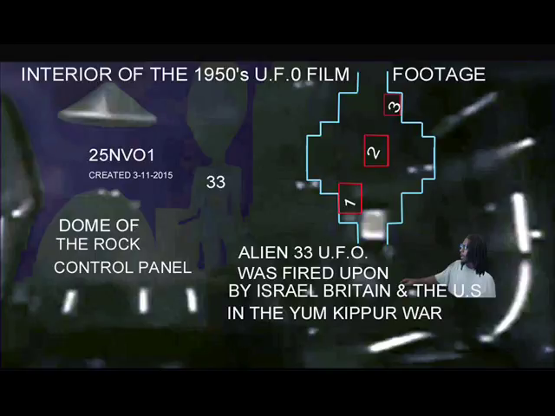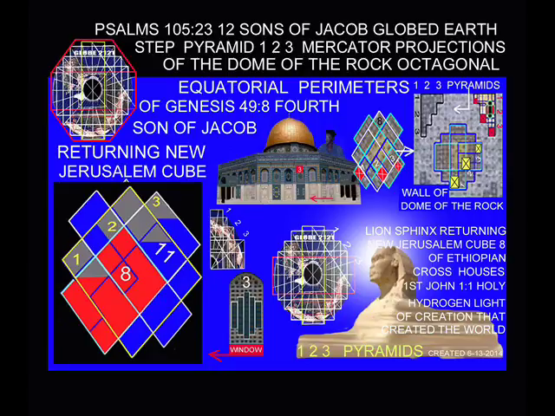We see the Genesis 49:8, fourth son of Jacob, as the biblical African couching lion sphinx of ancient Giza, Gaza, Palestine, Ethiopia, and Jerusalem. He entered into North Africa, bringing the Babylonian stele pyramids into Saqqara. This is why we now see the Dome of the Rock, outer wall, stone, rectangular window frames, globe earth stele pyramid Mercator projections of the 12 sons of Jacob.